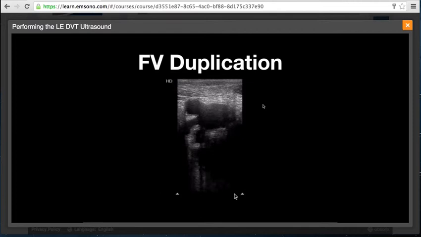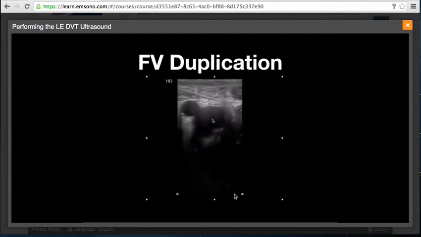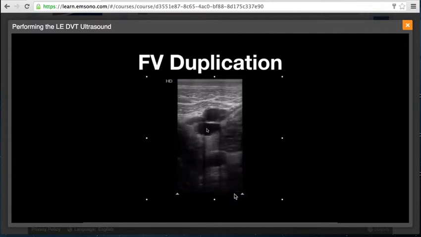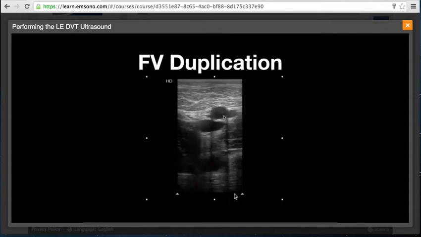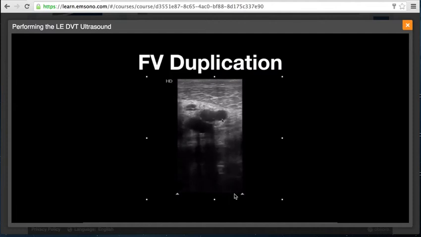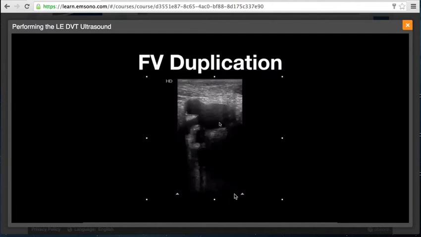Here's a patient with a duplicated femoral venous system. Here we are at the level of the common femoral vein. You can see as we move distally, you've got the deep system and the femoral vein system here. As we move down a little bit further, you can see that there is a second system that appears medial, and this was able to be then tracked as we continue to go farther distally. So keep in mind that femoral duplication is common and you don't want to miss this.